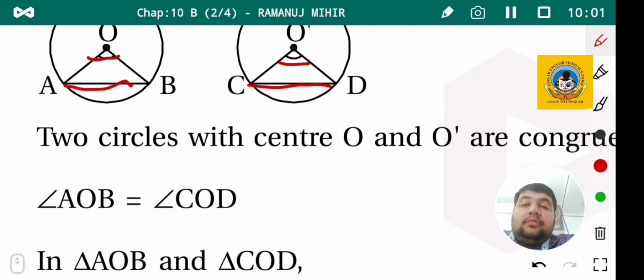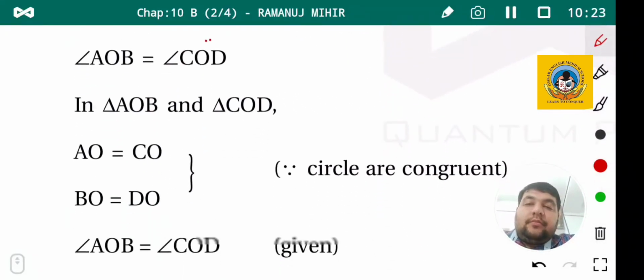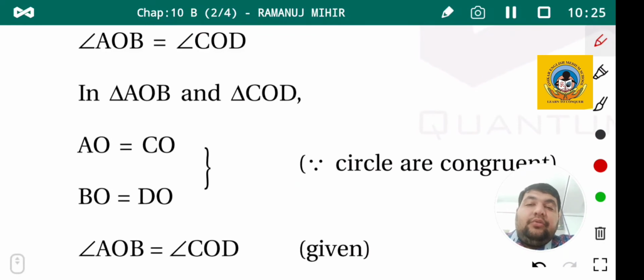Now the first argument will be there. What is our first argument? Angle AOB is equal to angle CO dash D. Okay, because it is given the angles subtended by the chord to the center are equal. It is given. So we will prove that both triangles are congruent.